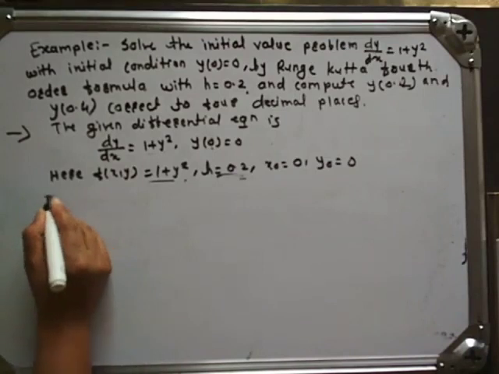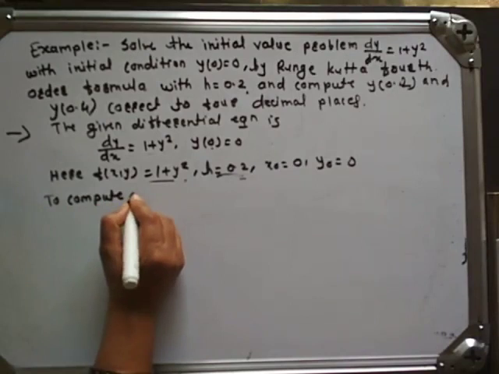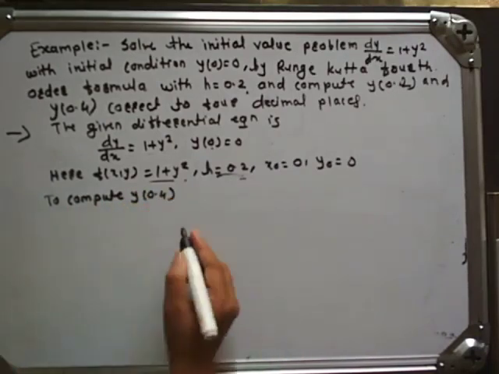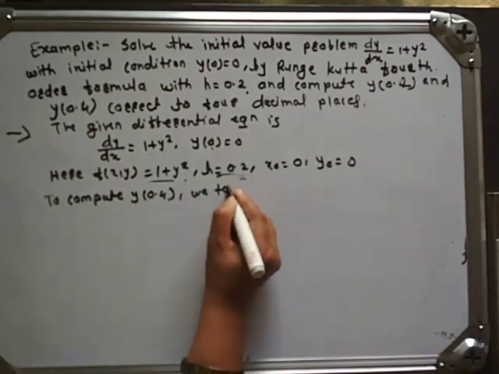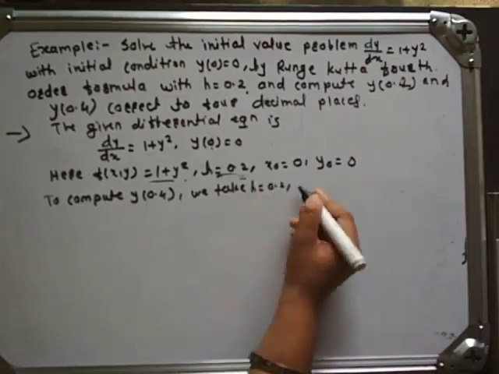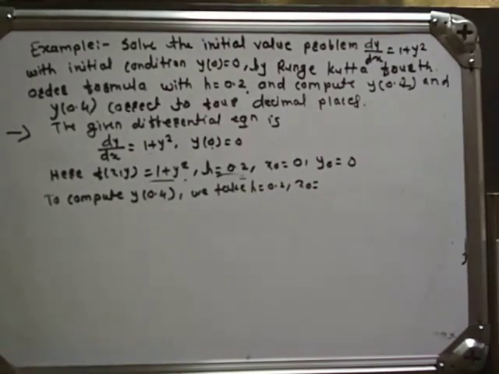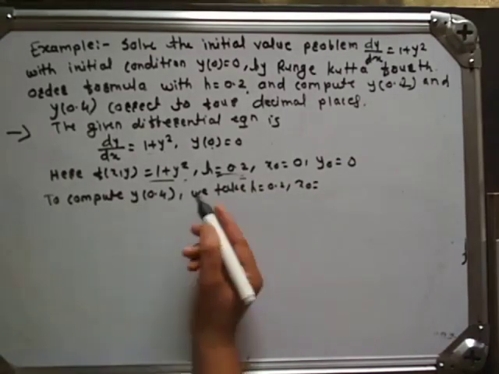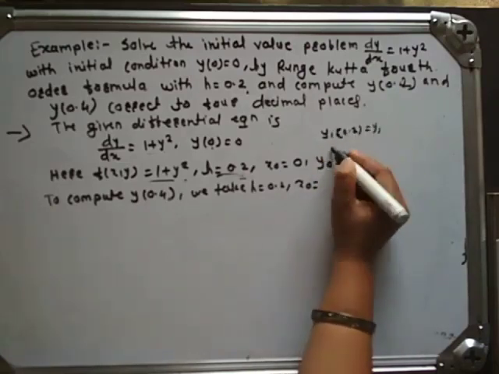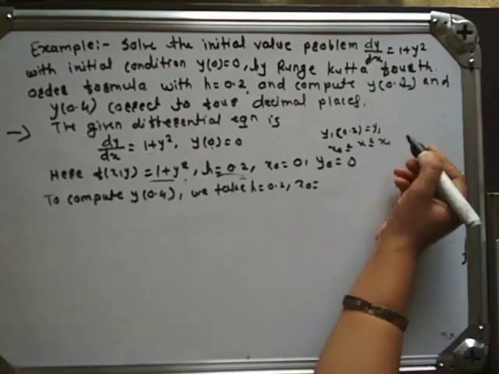To compute y of 0.4, we take already h is equal to 0.2, x0 is equal to... see here students, already when we found y of 0.2 or y1, in that case our x lies between x0 to x1. x1 means 0.2.